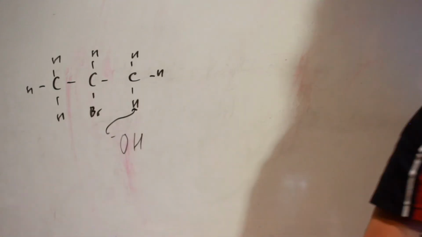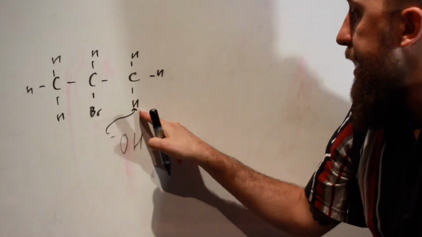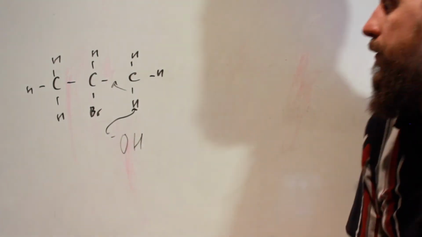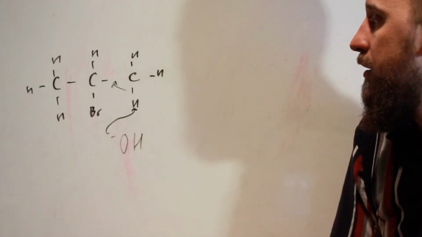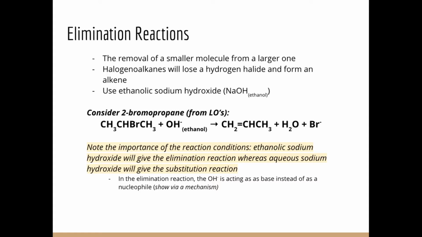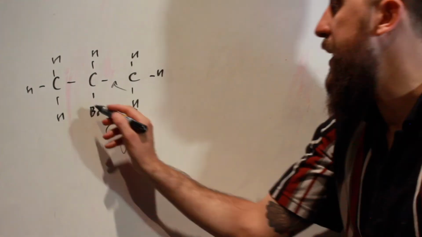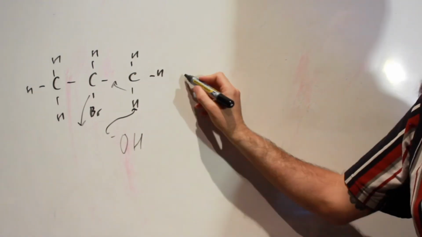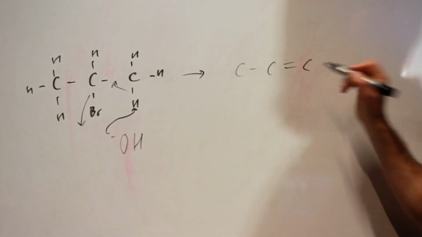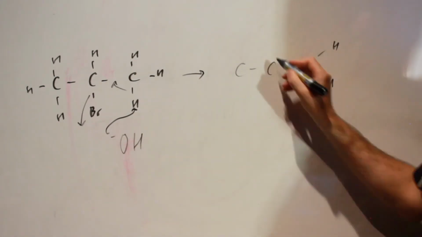So what this means is that this will take this hydrogen, and then this bond will form by heterolytic fission to form an alkene, and then we will get the bromine leaving. So again, stressing the importance of the reaction conditions. The same reactant but different conditions will give two different products. So then we can get the bromine leaving and we form the alkene. So we're going to get a double bond there like that to get propene.